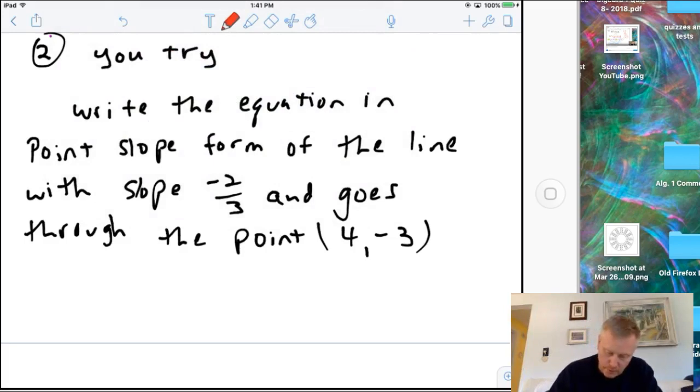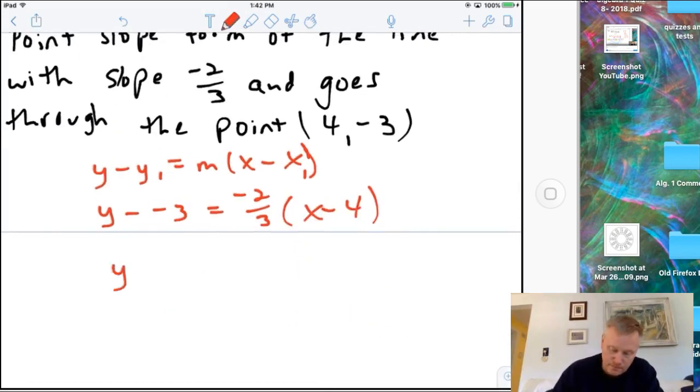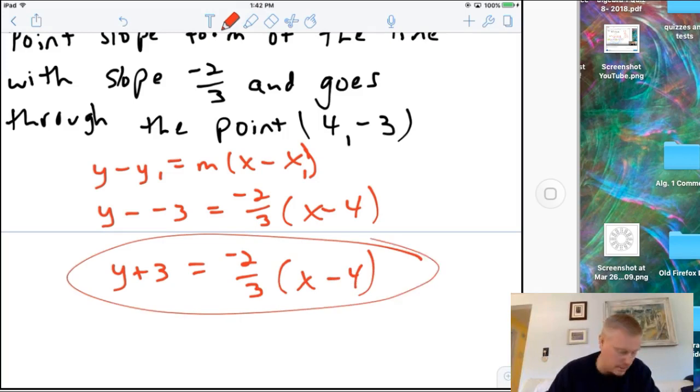Okay, welcome back. So let's see. Y minus y1 equals m times x minus x1. So it's y minus the y coordinate equals m times x minus the x coordinate. Clean up any double negatives you got. Y plus 3 equals negative 2/3 x minus 4. And that's the answer.